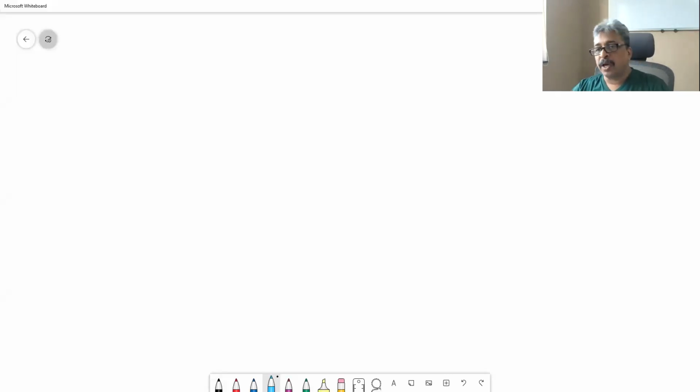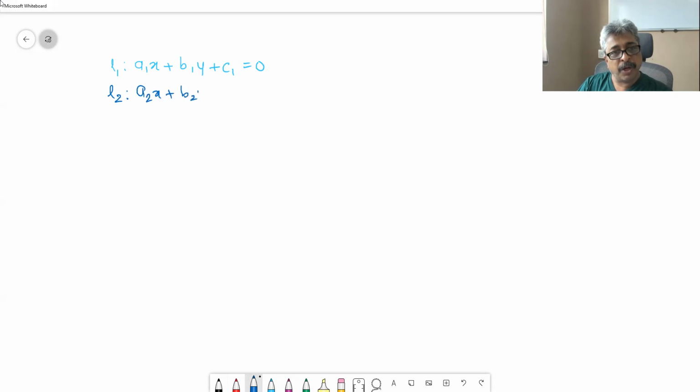Last lecture, we have used this formula. Suppose three lines are given to us. L1: A1x plus B1y plus C1 is equal to 0. L2: A2x plus B2y plus C2 is equal to 0. And L3: A3x plus B3y plus C3 is equal to 0.